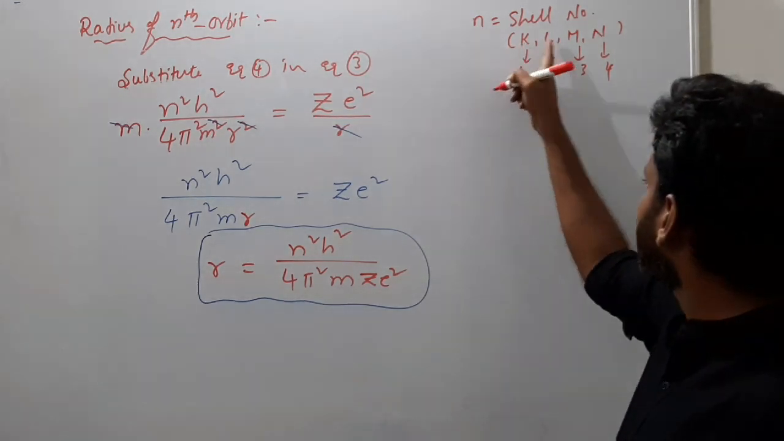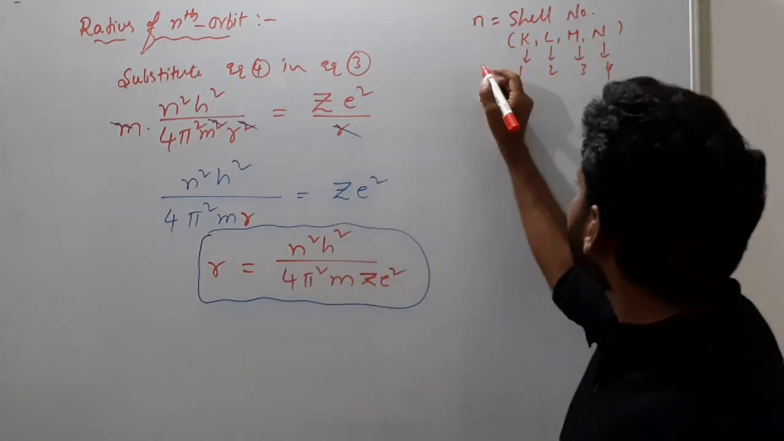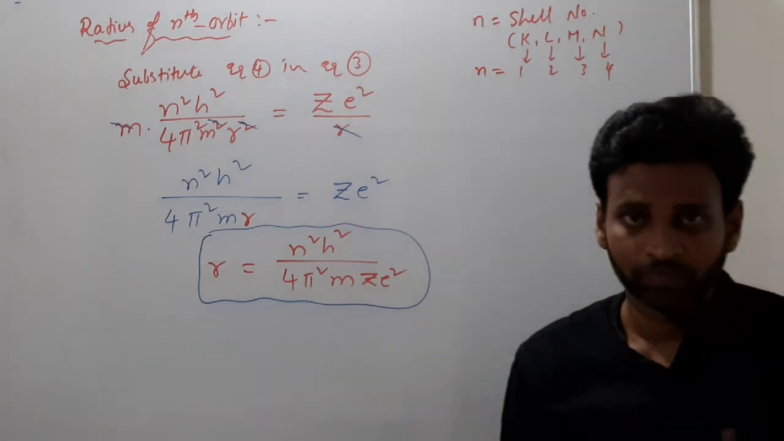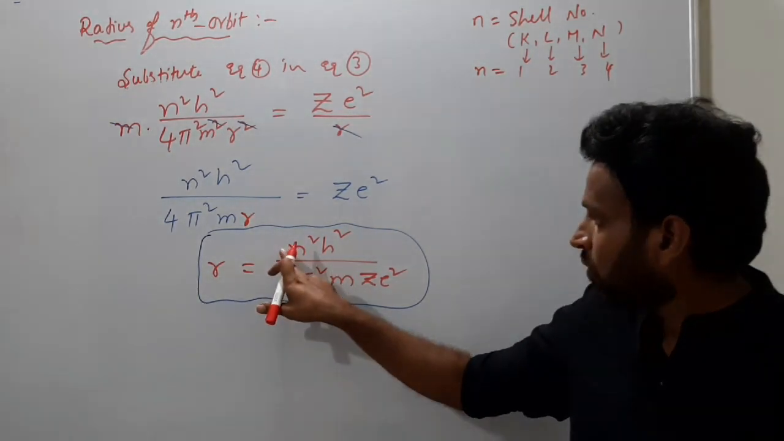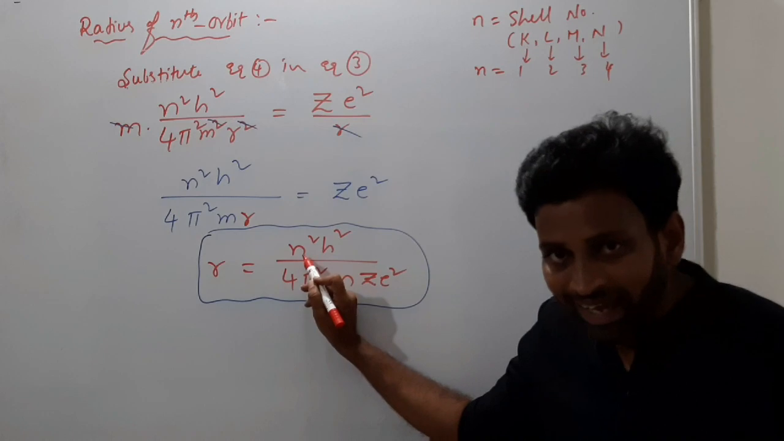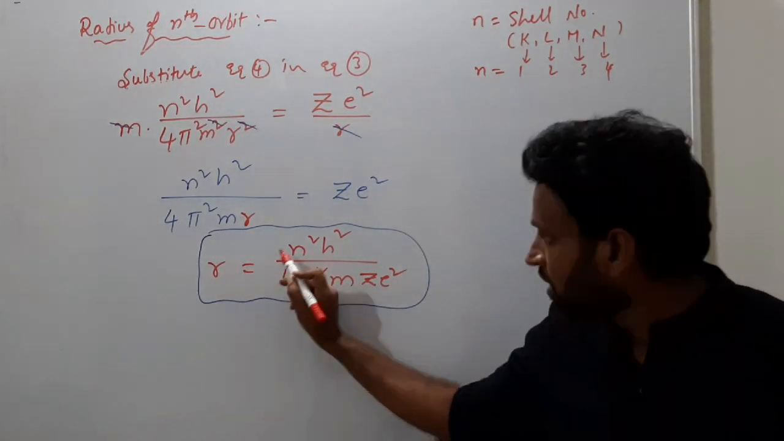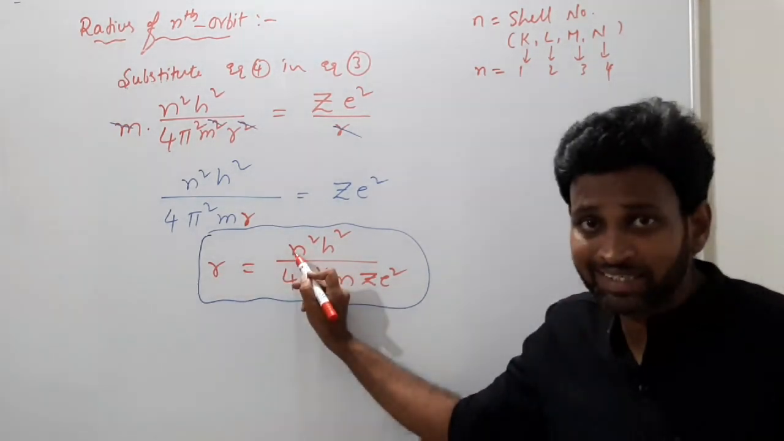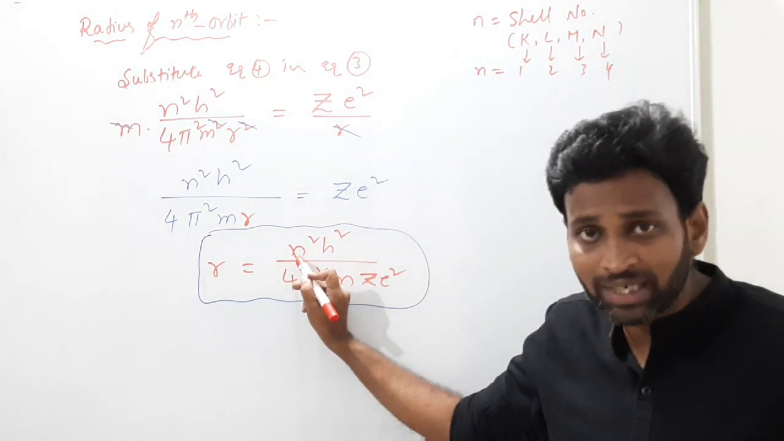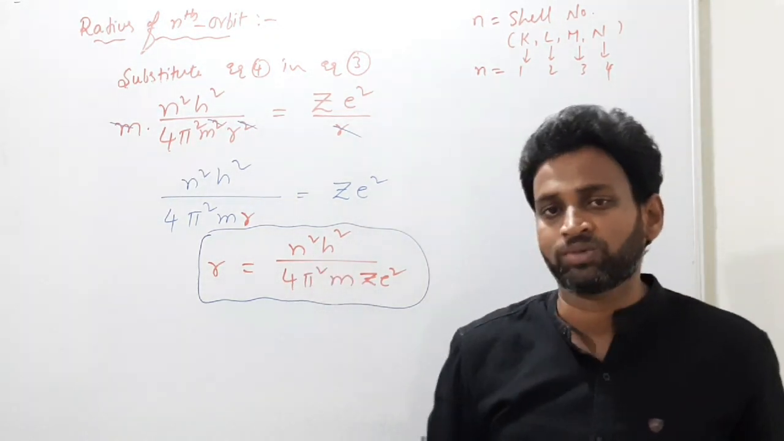Don't substitute K, L, M, N. Okay, substitute the N value. In this formula, what do we have to substitute instead of N while solving for radius? The N value. N is equal to 1, 2, 3, 4. Those numbers are there, no? Those we have to substitute.